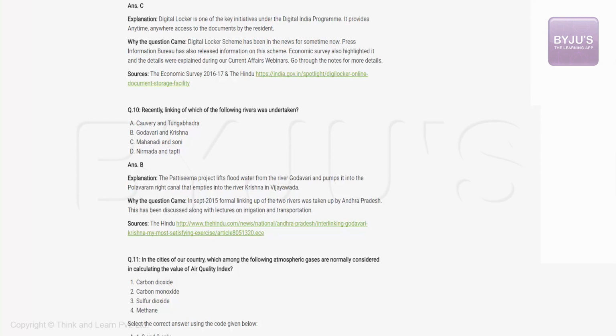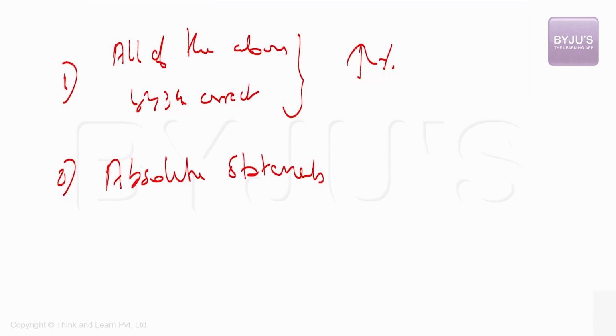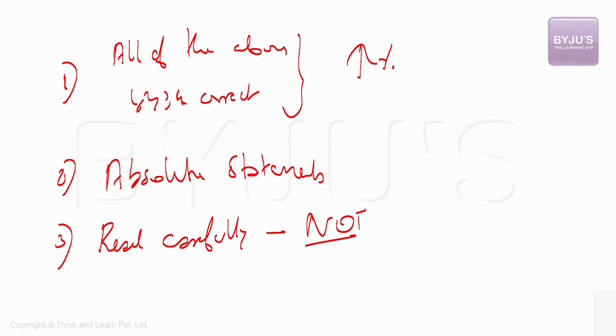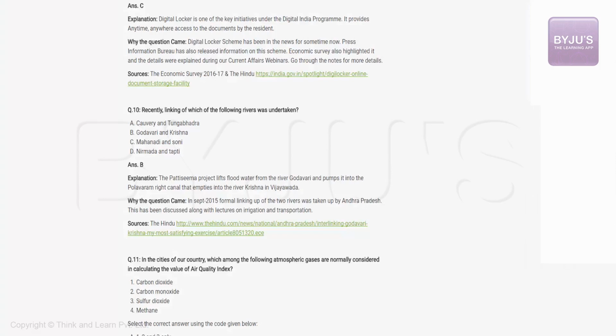Okay. So question 11. In the cities of a country, which among the following gases are normally considered as part of the air quality index? Now here I want to bring you to the third principle. Always read the question carefully and see if there is a word like not inside it, or not part of, is part of, etc. Because this will sometimes trick you. So here it is part of, okay. So which of the following is considered?